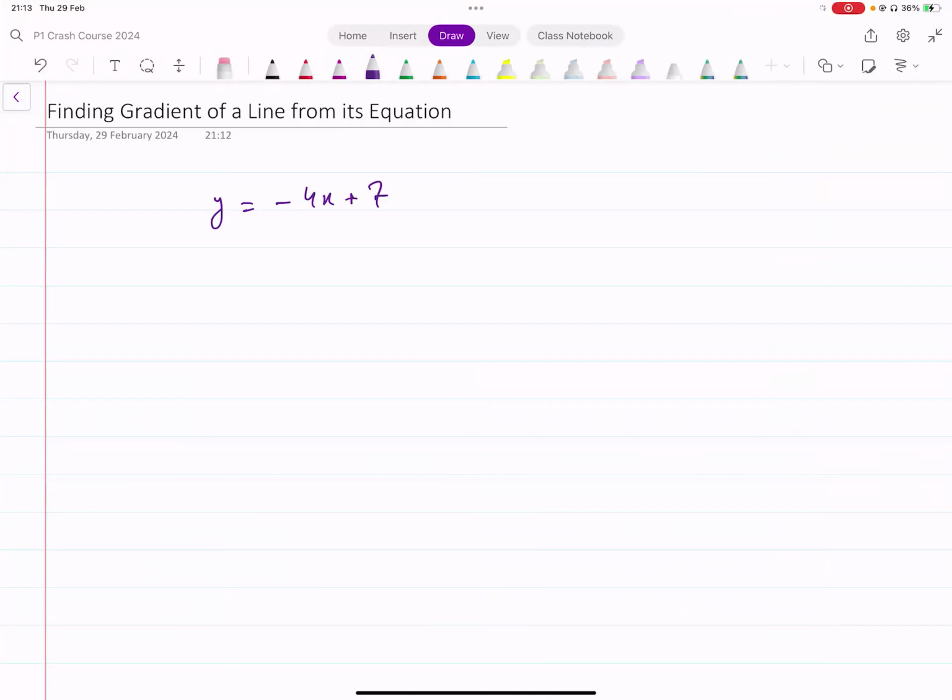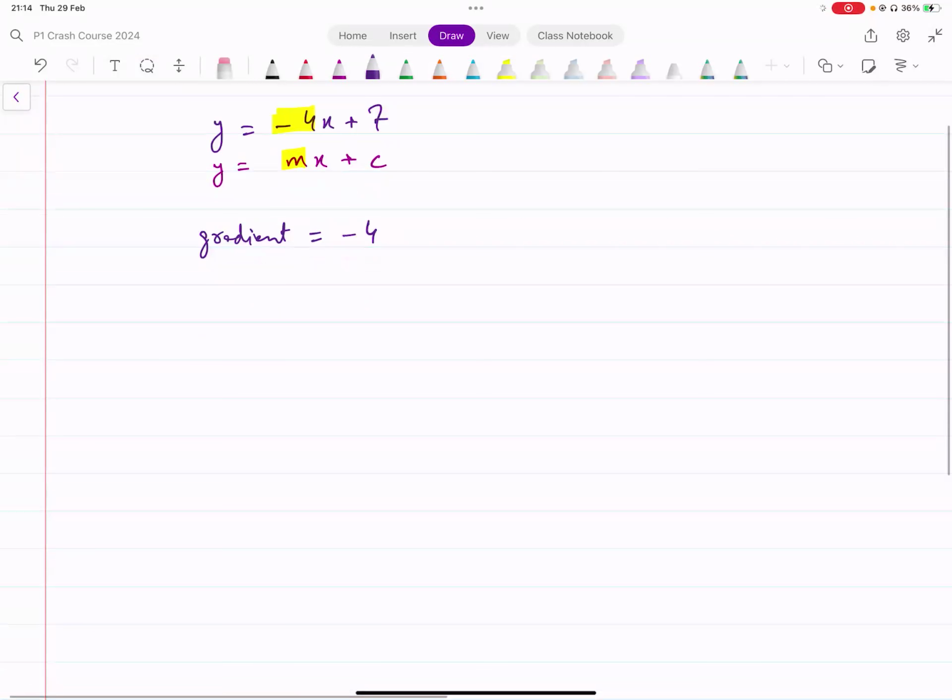How do you figure that out? You compare it with the standard form. What's the standard form? The standard form is y equals mx plus c. If it's written in the standard form, whatever is the coefficient of x, that is your gradient. So in this case, you can see in place of m, you've got minus 4 in the equation. So the gradient of this line, therefore, is minus 4. So if you have something in this standard form, this is how you would find the gradient of this line.